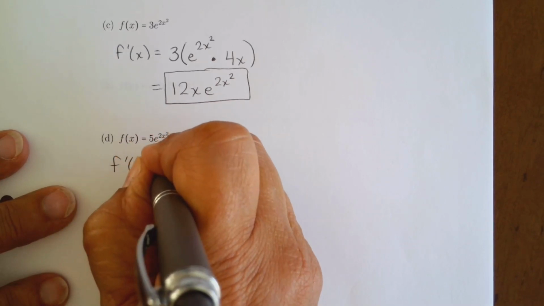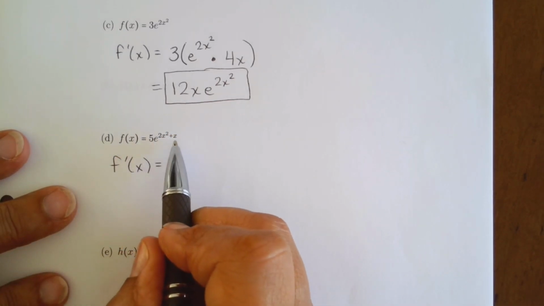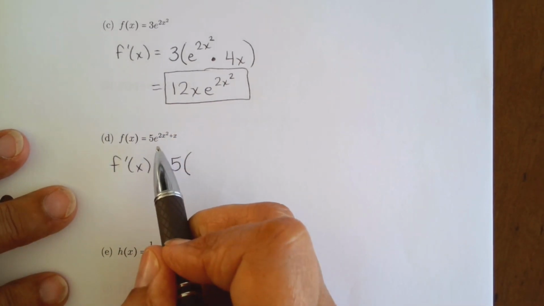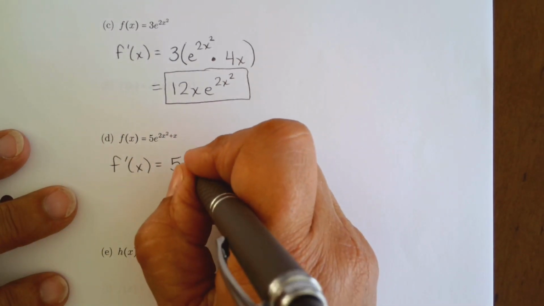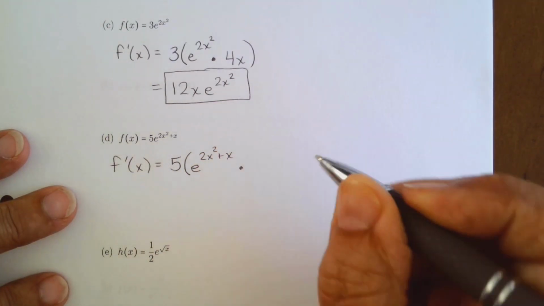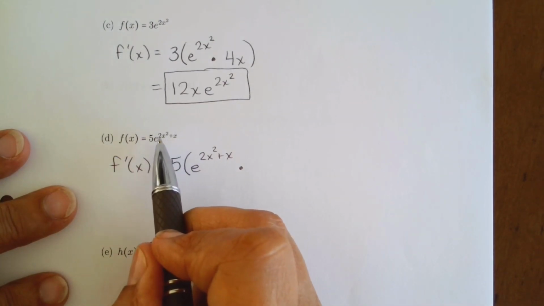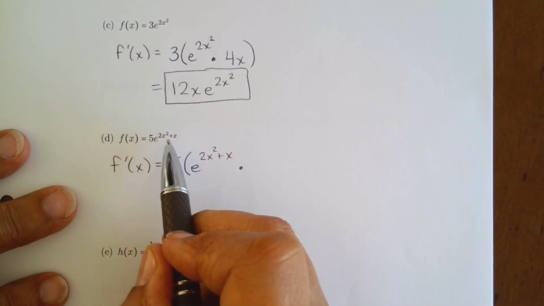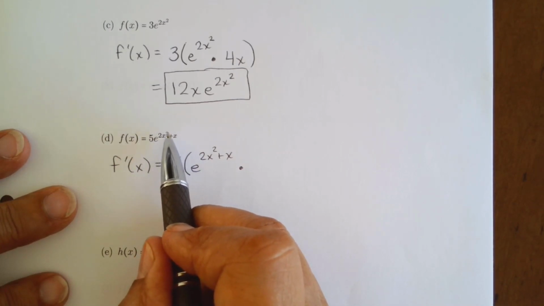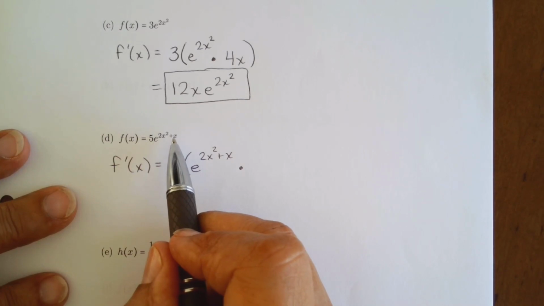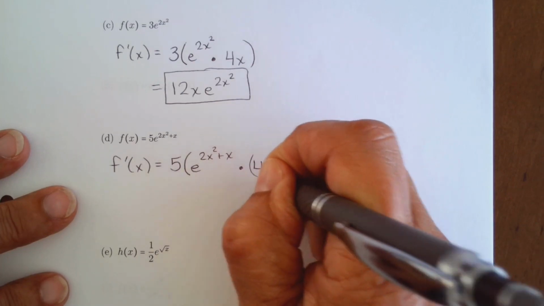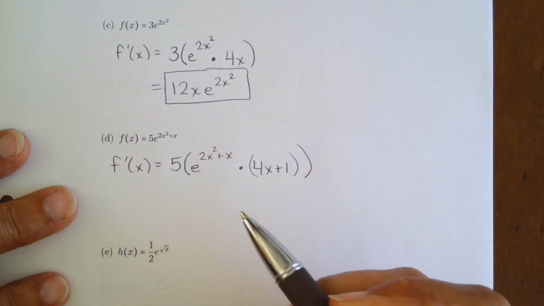Okay, so our function is 5e to the 2x squared plus x. So 5 is a constant. It's going to stay there. Now, the derivative of e to the anything is e to the anything. So that's the derivative. But then we've got to multiply by the derivative of 2x squared plus x. So just take that as individual power rules. So the derivative of 2x squared is 2 times 2, that's 4x. And the derivative of x is 1. So 4x plus 1. Right, that's the derivative of the exponent.